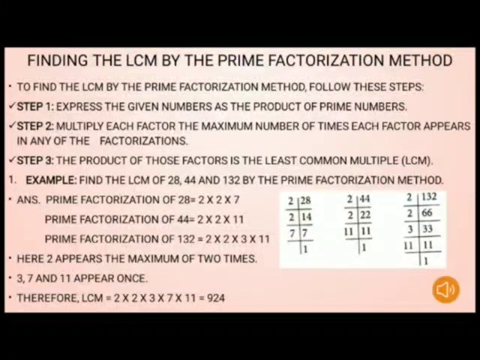Now you can see it in an example. Find the LCM of 28, 44 and 132 by the prime factorization method. So now you find the prime factors of 28, 44 and 132. You will write the prime factorization of 28 as 2 multiply 2 multiply 7, of 44 as 2 into 2 into 11, and of 132 as 2 into 2 into 3 into 11. Here you can see 2 appears a maximum of 2 times and 3, 7 and 11 appear once. Therefore, LCM equals 2 into 2 into 3 into 7 into 11, that is 924.